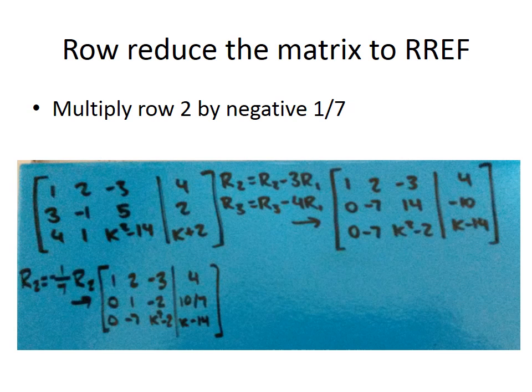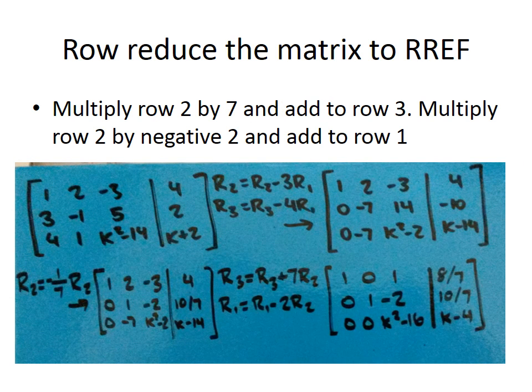Okay, so now we need a leading 1 in column 2. Once again, leading 1s need to be below and to the right of the previous leading 1. So this is going to be row 2, column 2. To get this to be a leading 1, we need to multiply row 2 by -1/7.